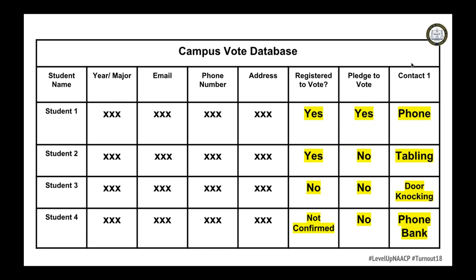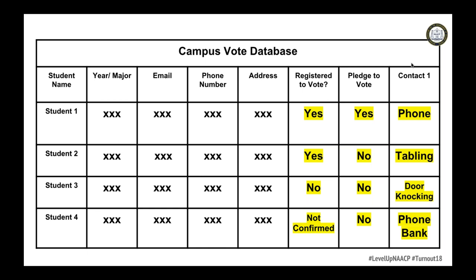Then you have your physical mailing address, where maybe you can send out some voter guides, or put door hangers on their dorms or apartments, or if they live off campus, go off campus and do door knocking or send them some information. This is also another great way to understand your voter contact program, so you know what information is necessary to contact them in multiple ways.